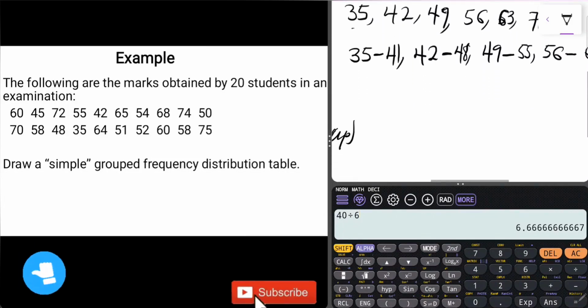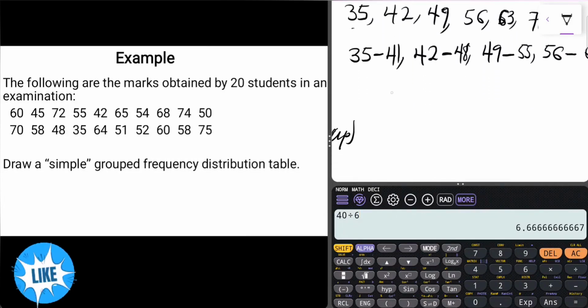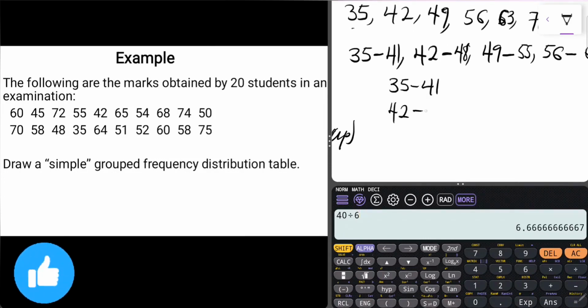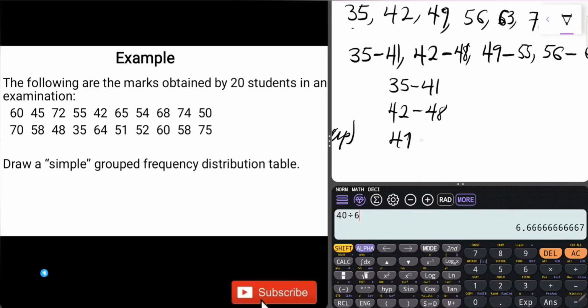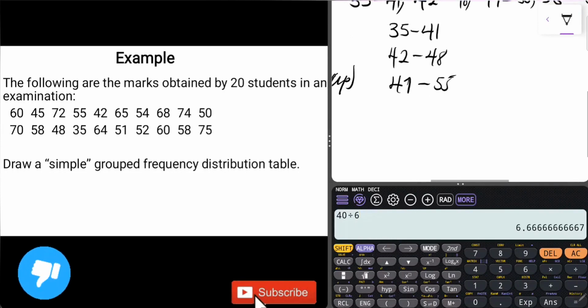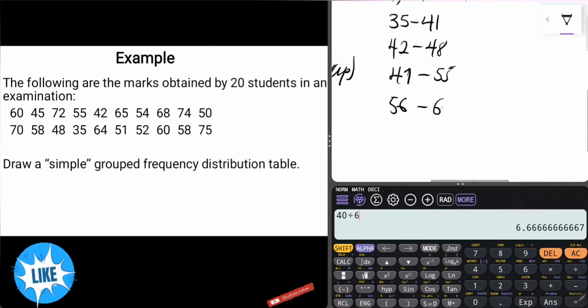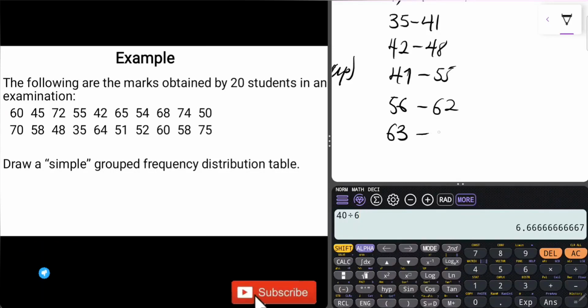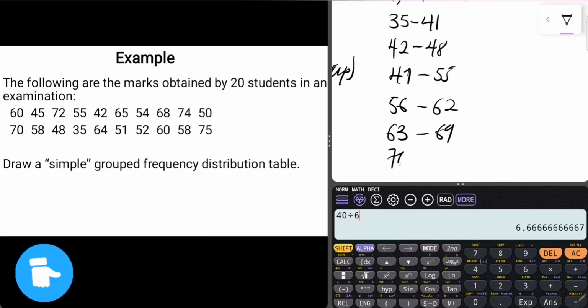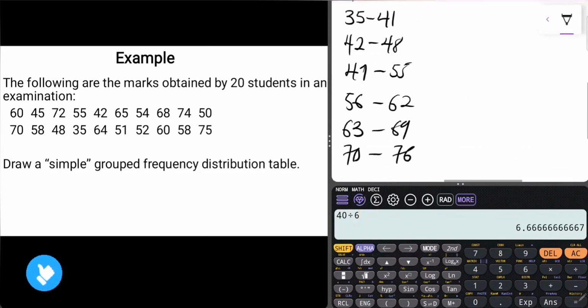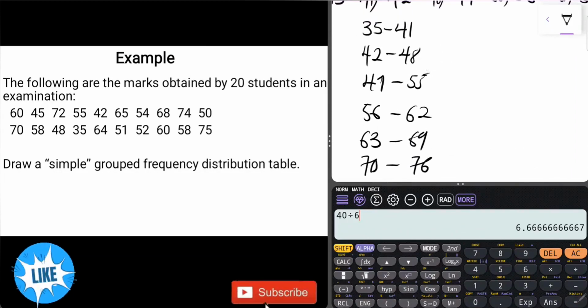So this is going to be our classes. It's going to be from 35 to 41. Is that okay? Then from 42 to 48. Then from 49 to 55. Then from 56 to 62, right? And then from 63 to 69, and then from 70 to 76. This is going to be our classes that we're going to have in this case, which is going to be 1, 2, 3, 4, 5, 6. So it's going to be our 6 classes we're going to have in this case.